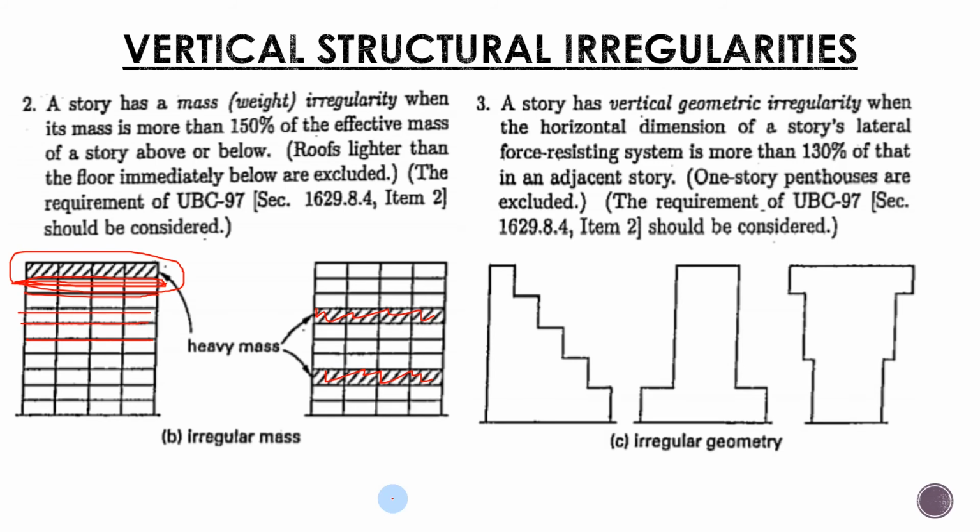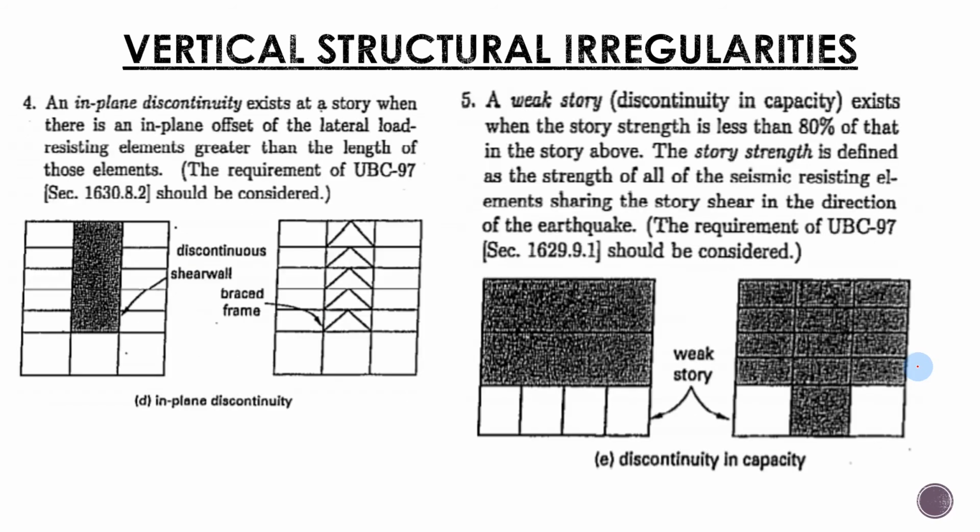Third, a story has vertical geometric irregularity when the horizontal dimension of a story's lateral force resisting system is more than 130% of that in an adjacent story. So one-story penthouses are excluded. Murag hagdan na siya, so irregularity sa geometry niya, contribute gyapon sa performance during earthquake.